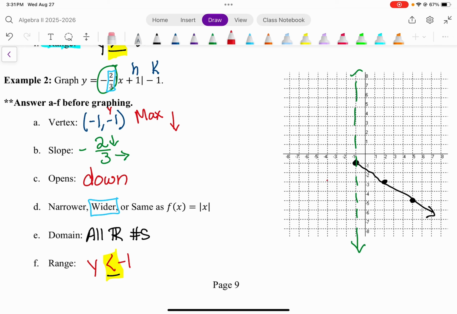So the first one was 3 away. So I'm going to go 3 to the left of the line. The second one was 6 away, so I'm going to go 6 away on the left side. And that gives us our absolute value function. When you graph it, it should be a V. There are no curves on these graphs.